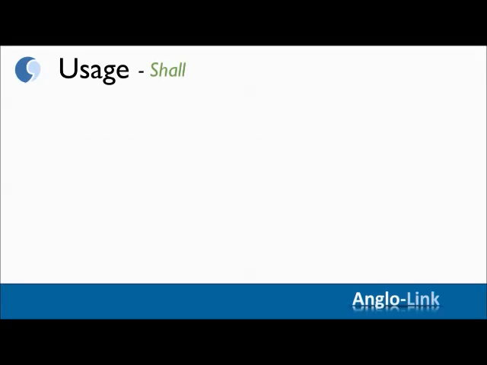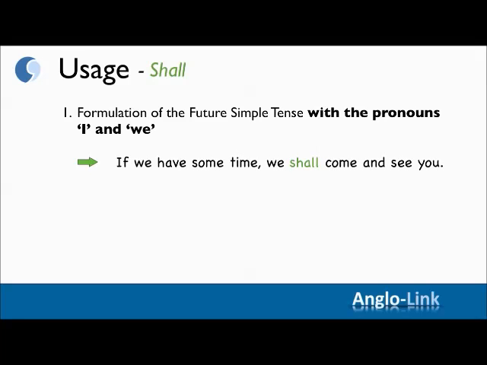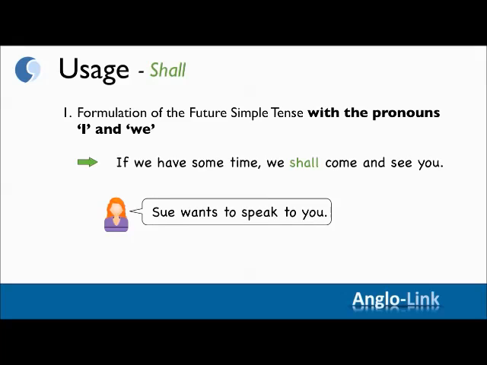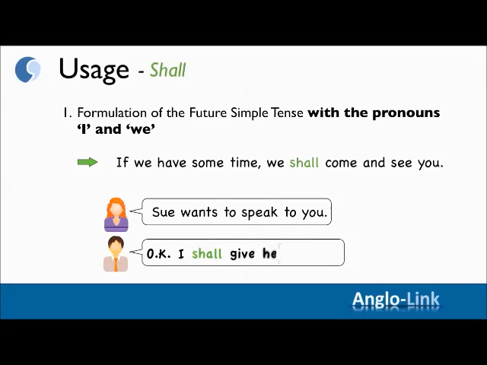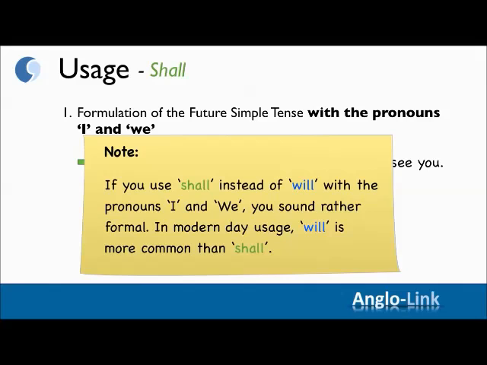Right, let's have a look at shall. The first usage of shall is formulation of the future simple tense with the pronouns I and we. If we have some time, we shall come and see you. Sue wants to speak to you. Okay, I shall give her a call. Note that if you use shall instead of will with the pronouns I and we, you sound rather formal. In modern day usage, will is more common than shall.